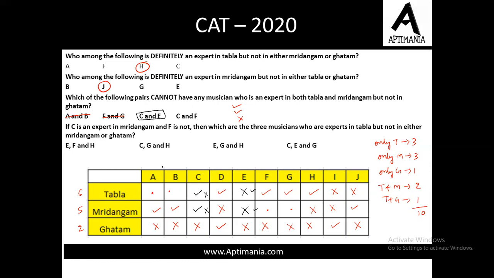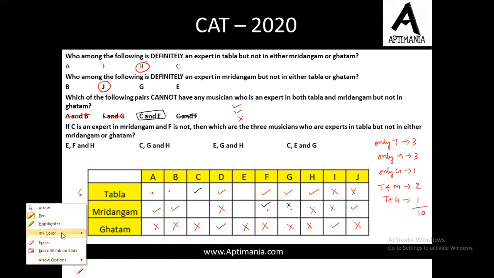Now let us check for the last option as well. Let me erase this first. Okay, so C and F. Now this case is possible. For F, we can have a tick over here as well. Fine. Now we have 1, 2, 3, 4 in mridangam. So we can simply cancel this out. And in tabla, we are still left with 1, 2, 3, 4 and 5. So we can have a tick over tabla as well. So in this case we can give values which are not contradicting any condition. But C and E is not possible. So the correct answer to this question is C and E.